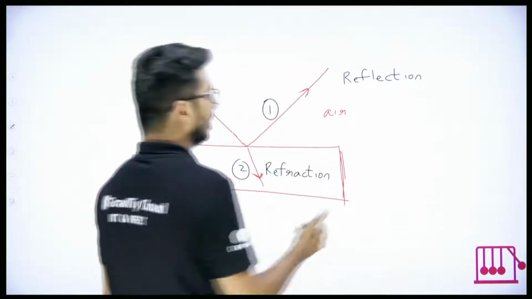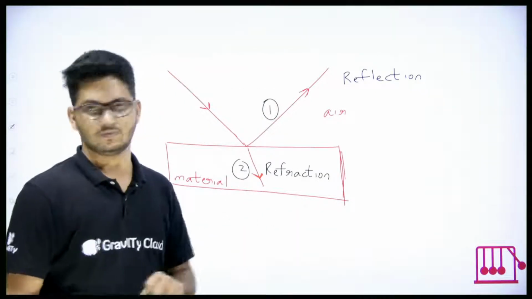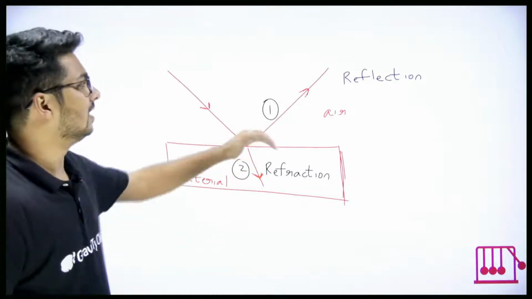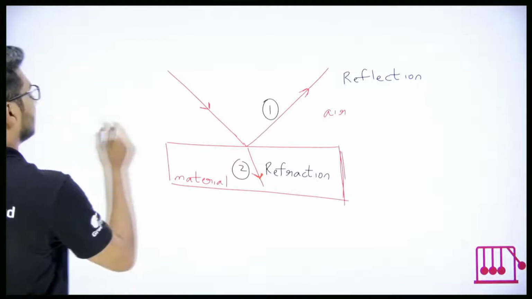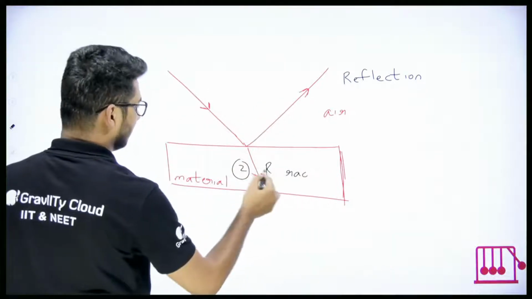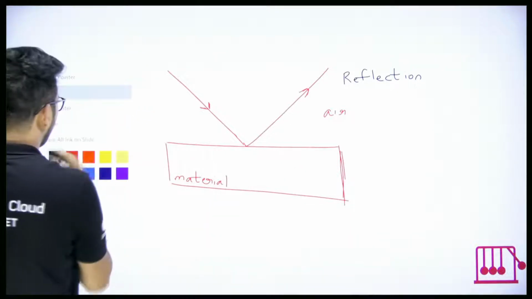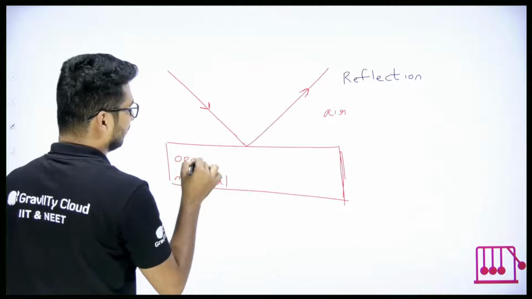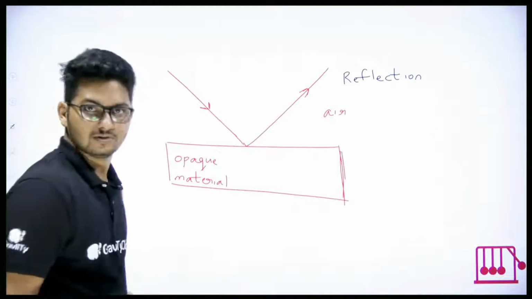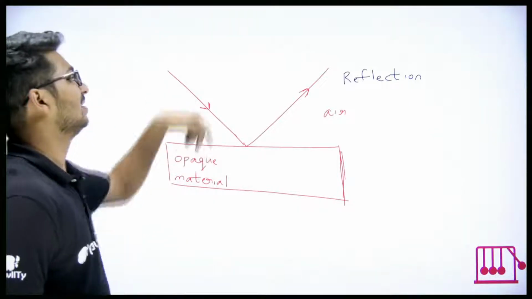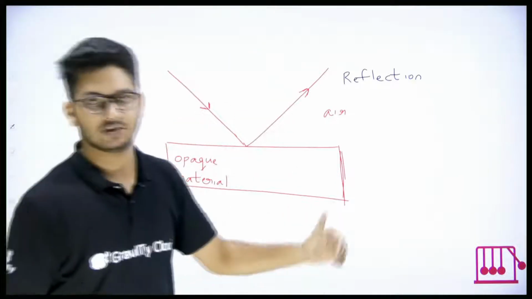Okay. So for now, we'll be learning about reflection. Then later on, we will also go into refraction. So when will the light be reflected? When will reflection take place? Reflection will take place when the object is opaque. When you have an opaque object, light will not pass through it. Opaque objects do not allow light to pass through them. That means light will be reflected. Light will bounce back. So that is reflection.